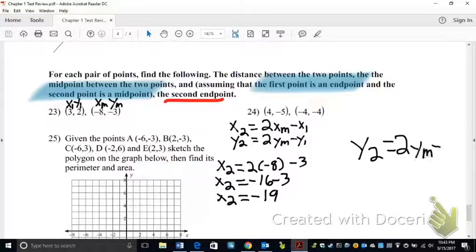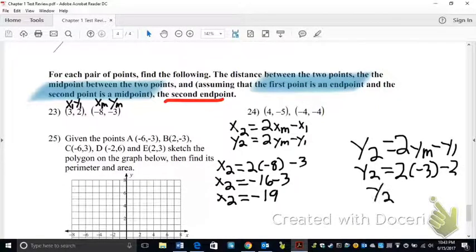y2, do the same. Again, we're on a coordinate plane here. Every point has an x value and a y value. So whenever we measure something, whenever we do something, we have to include both the x's and the y's. y2 equals 2 times the y value of the midpoint. That's going to be ym, negative 3, minus y1, which is 2. That's going to give us negative 6 minus 2, or negative 8.